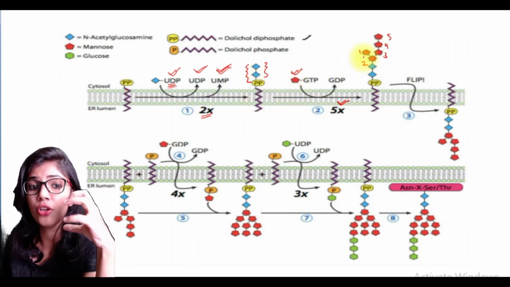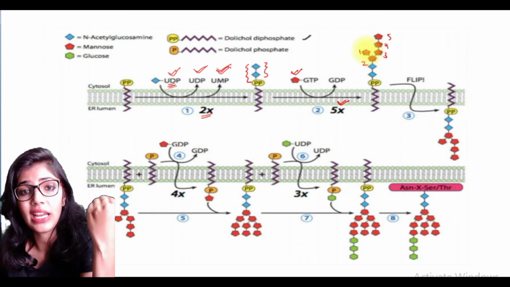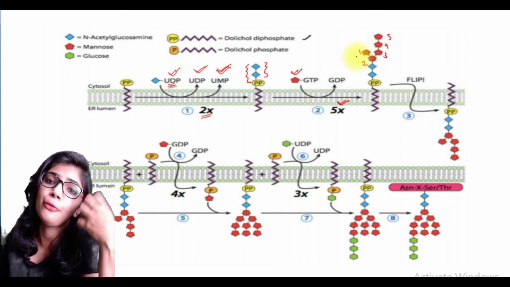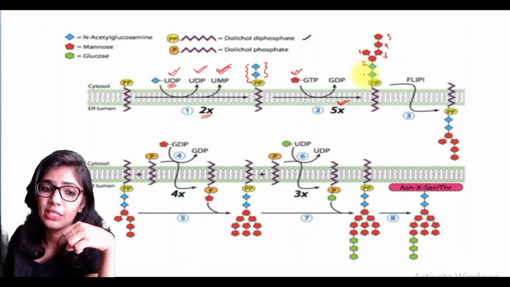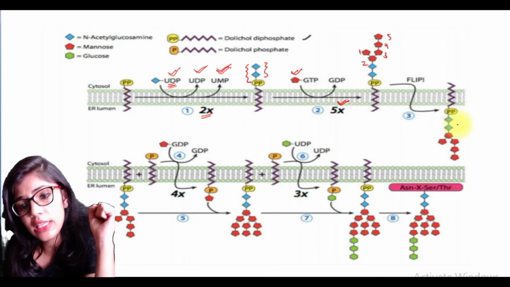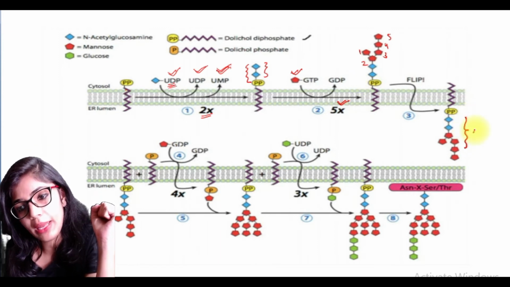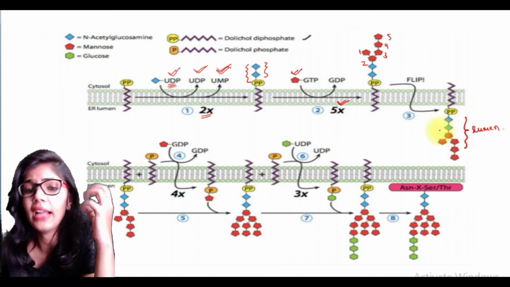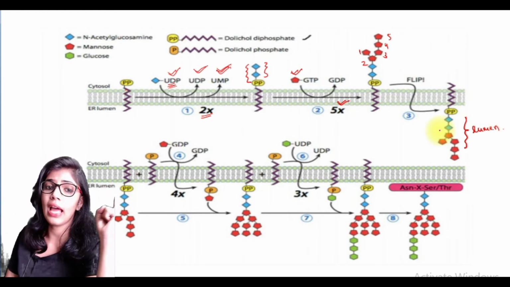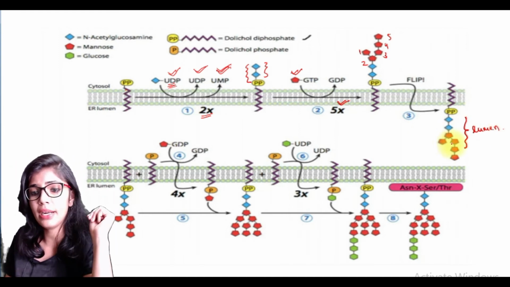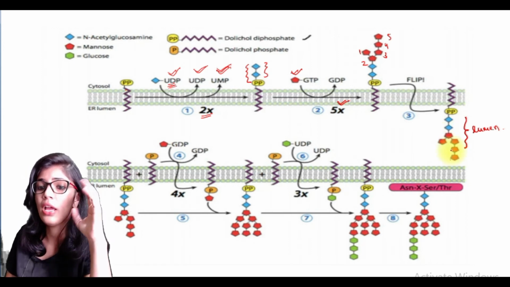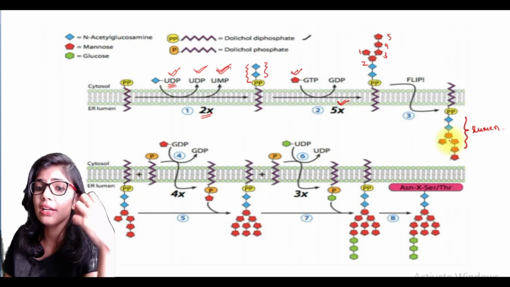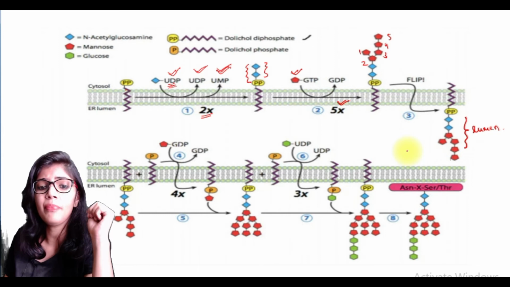After the completion of the addition of the mannose in the cytosolic region, it will be flipped inside the endoplasmic reticulum lumen. This portion is the lumen portion. As we have discussed, 9 mannose are added, but here we have only 5, and inside the lumen the remaining 4 mannose should be added.